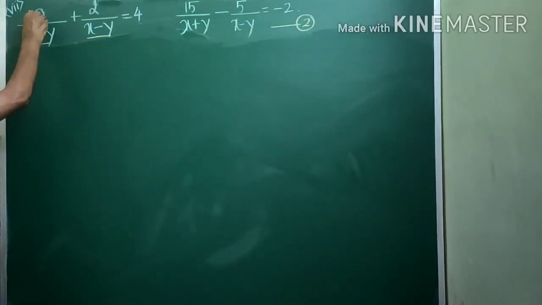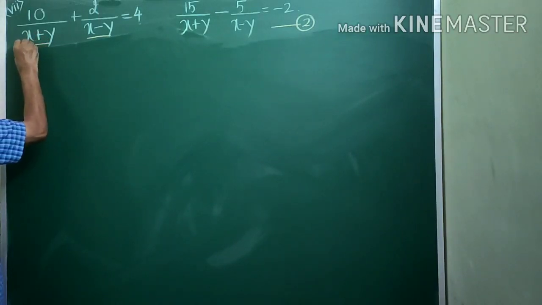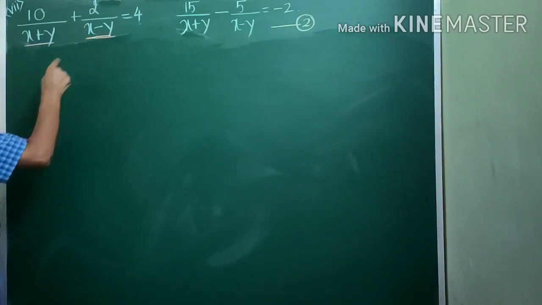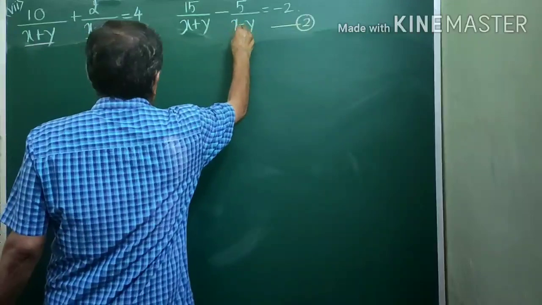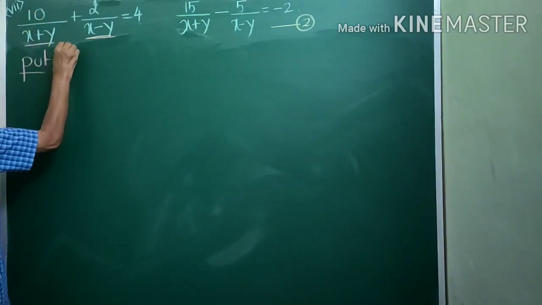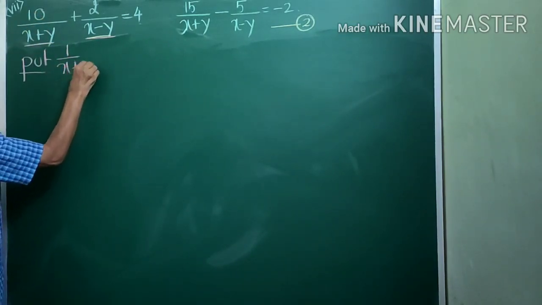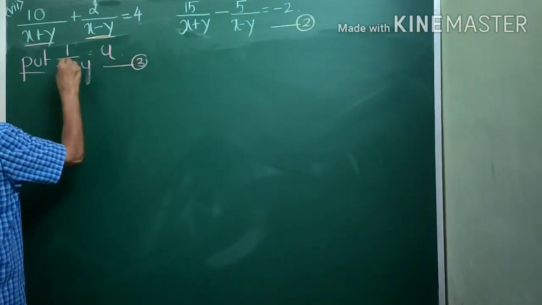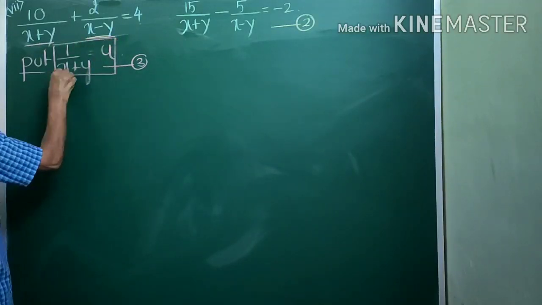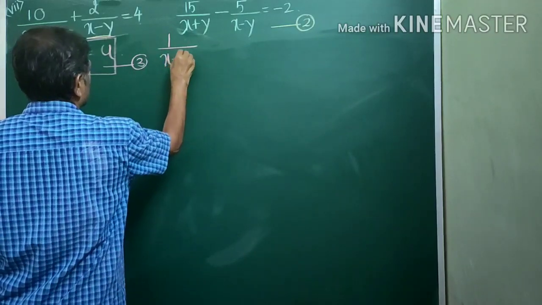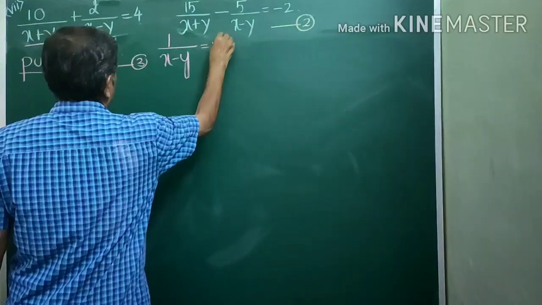Let's see how to solve an equation when the denominators are having two variables. For example, x and y is there, here also x and y is there, here x and y is there, here also x and y is there. How to solve such equations? So in that case, what you do is you have to put this 1 by x plus y is equal to u. You call it as third equation. So wherever you find 1 by x plus y, you put it as u. Wherever you are having x minus y, you write it as v.